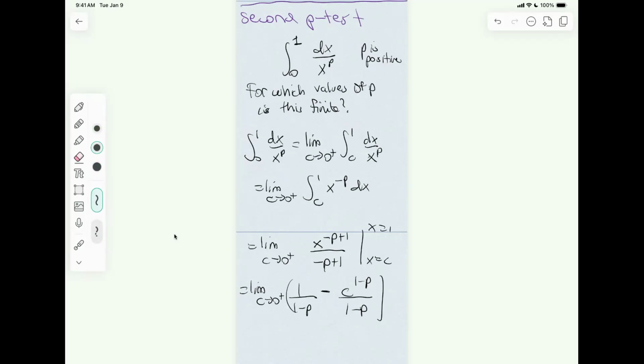Okay, so now you just have to ask, you're making c smaller and smaller, going to 0. So how does this behave? This term does not depend on c at all, so it doesn't matter for the analysis. The only thing that you really have to worry about is what's going on with c to the 1 minus p. And here you have to think about the exponents, because maybe it's good to give some numerical examples first before giving the complete answer.